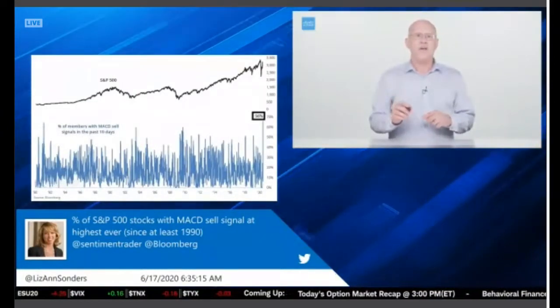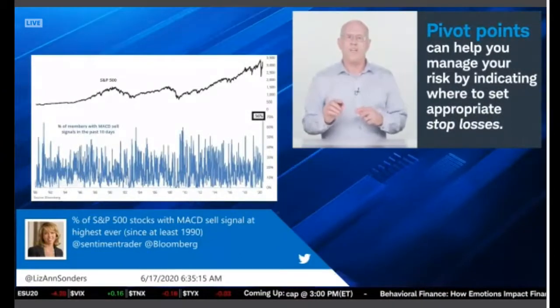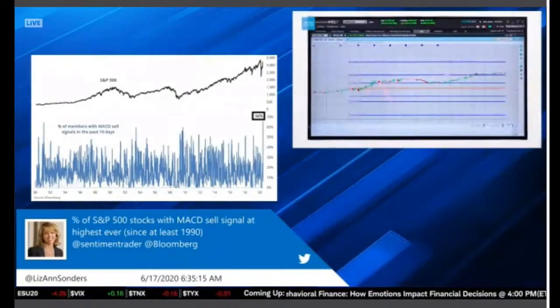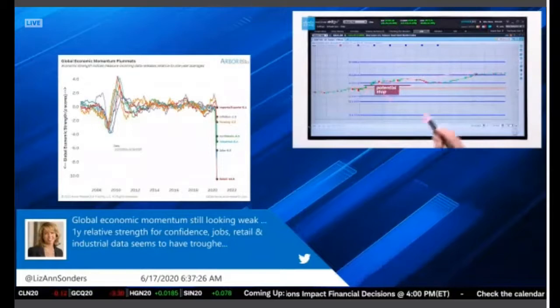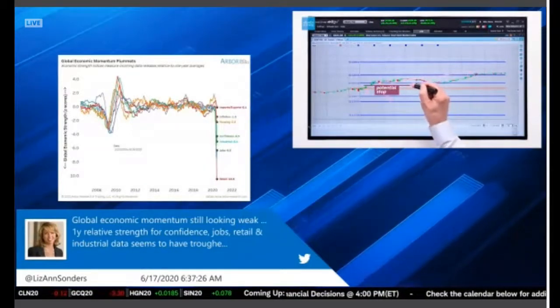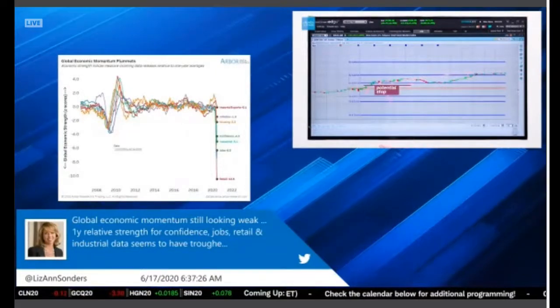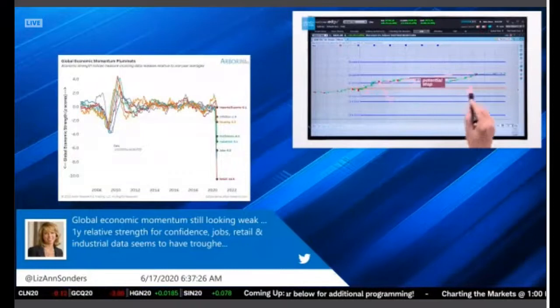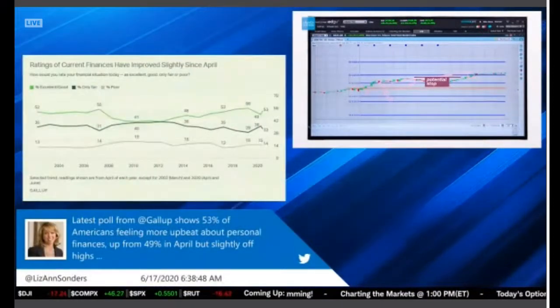Besides setting targets, pivot points can help you manage your risk by indicating where to set appropriate stop losses. For example, if you buy a stock because it broke through a pivot level, you might consider placing your initial stop under that pivot level to limit downside losses in case the stock reverses. If it continues rising and goes up to the next level, you could raise your stop to below that next level to attempt to lock in upside gains.